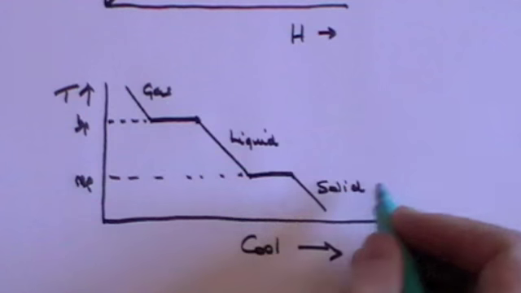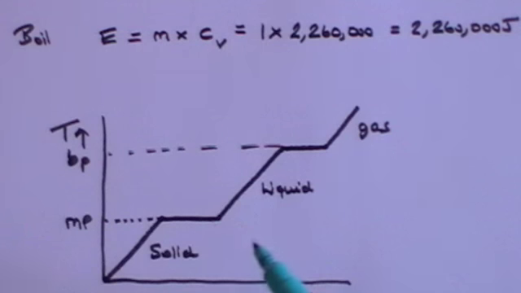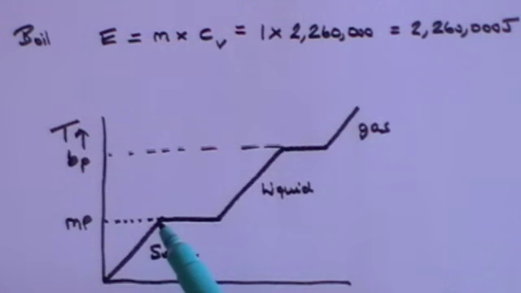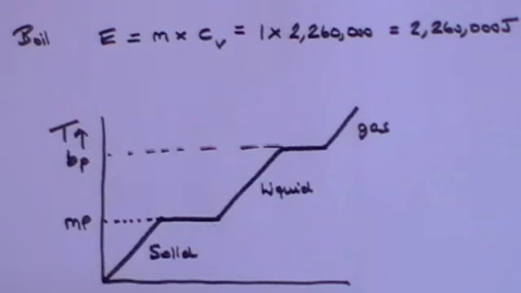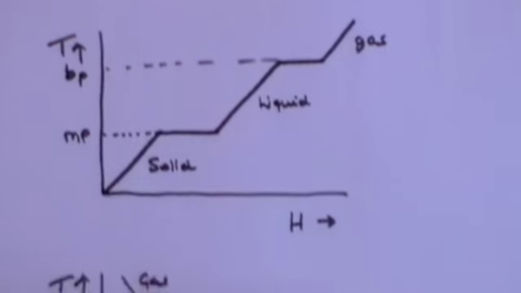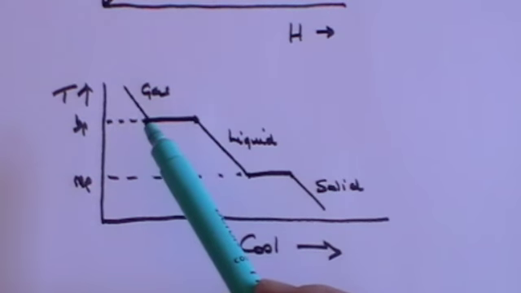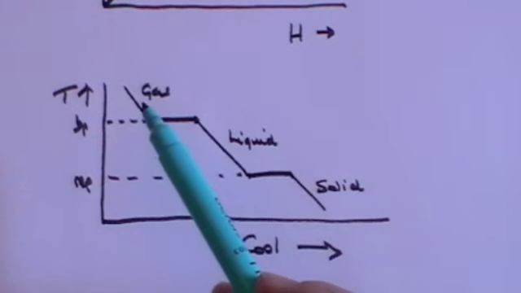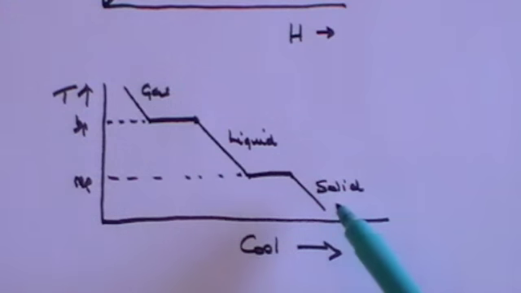And when it's all a solid, if you continue to cool it, then the solid will go down in temperature. So just to remind you, when you want to change state from solid to liquid or liquid to gas, or increase temperature, you have to add heat. If you want to reduce the temperature or change the state such that the gas condenses to a liquid or the liquid freezes to a solid, you have to take heat away, which means you're cooling.